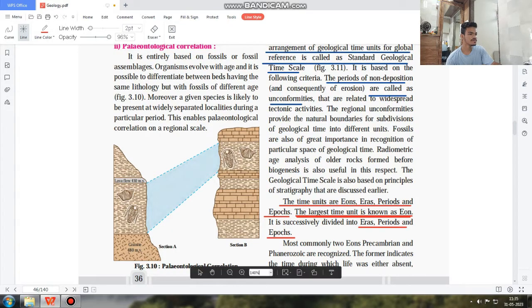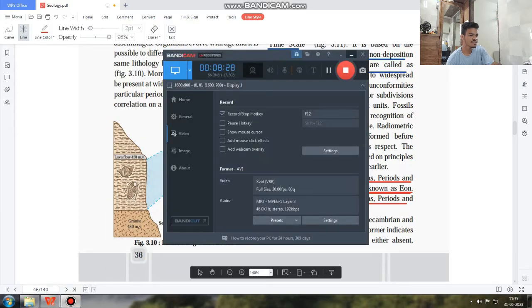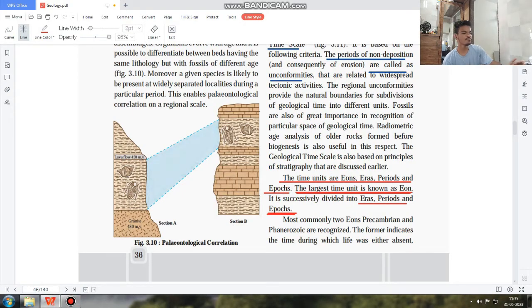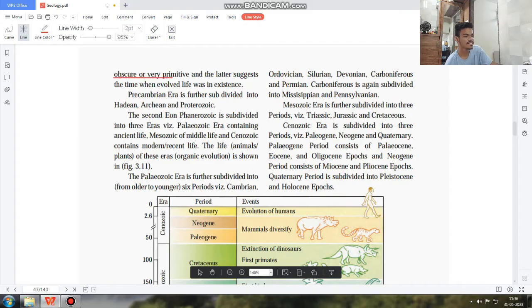Next, there are two types of eons: Precambrian and Phanerozoic. Yes, you have to read this, learn this, because questions come from what I'm marking. Precambrian is a time where life was absent, or very primitive, meaning not present at that time. That Precambrian eon is again divided into Hadean, Archean, and Proterozoic.